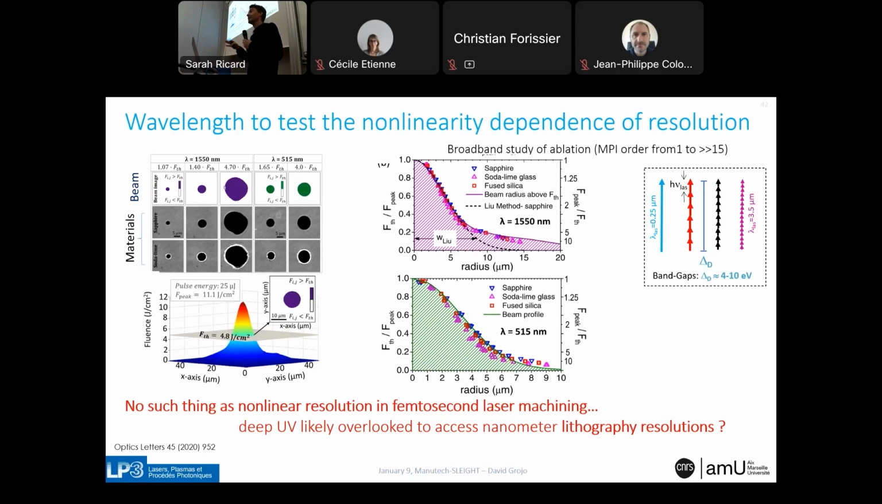And we have probably too often invoked the concept of nonlinear resolution in the domain. This tends to indicate that if you want to increase the resolution, you must fight against the optical limits, and then deep UV is very likely something we should not overlook in the domain.